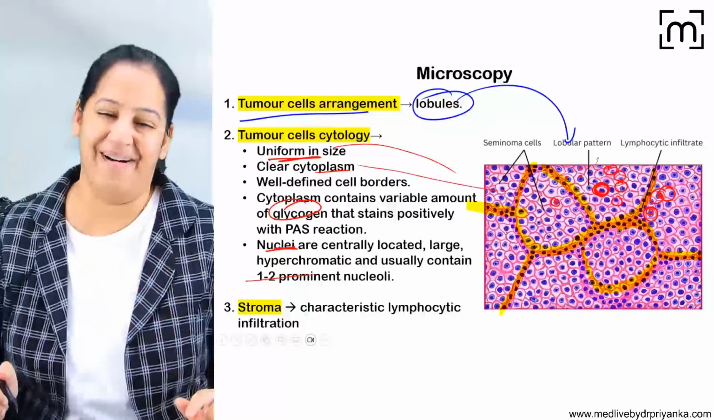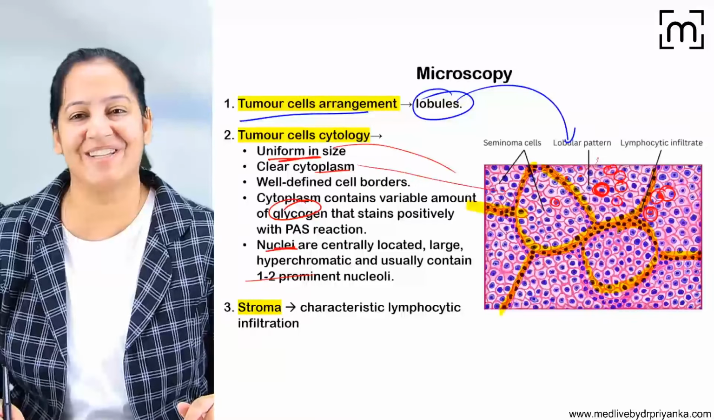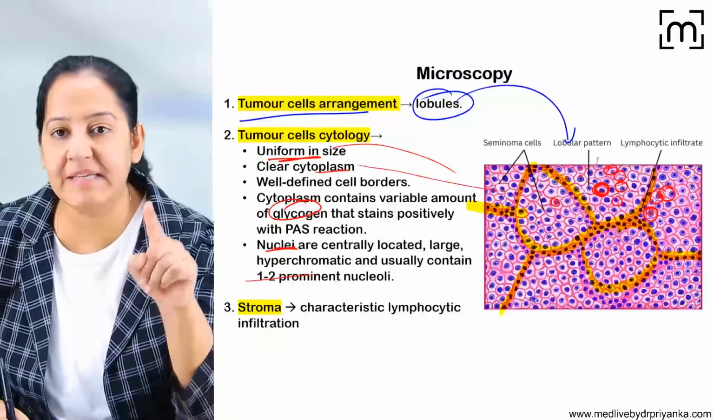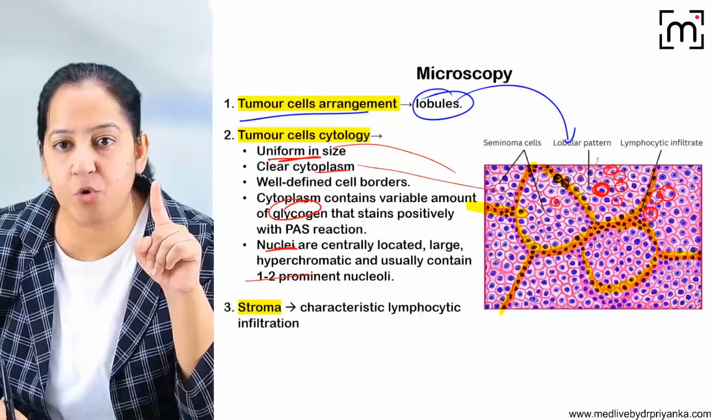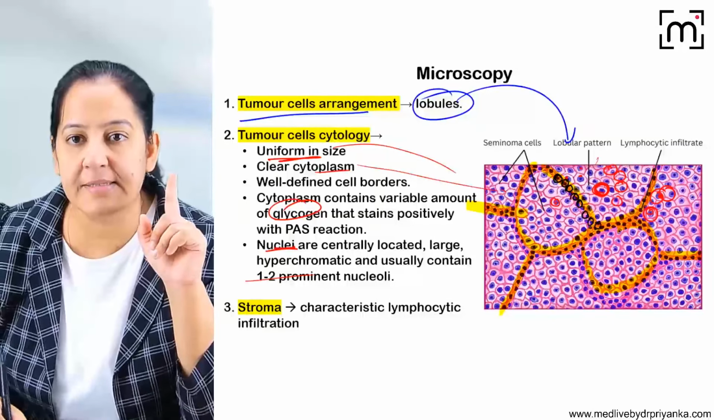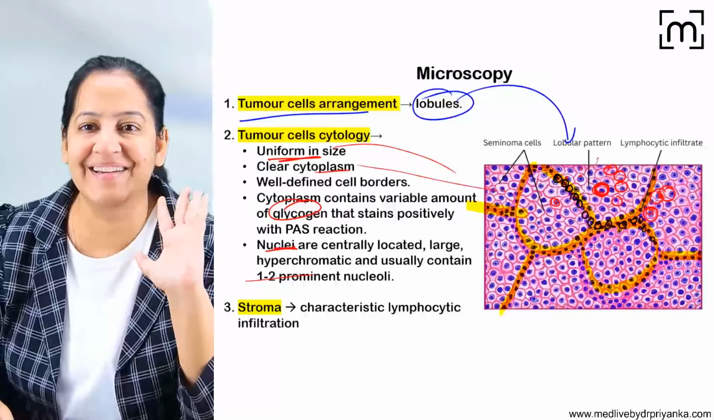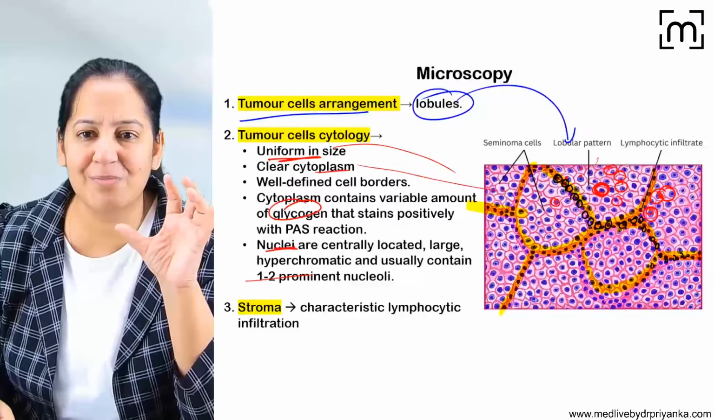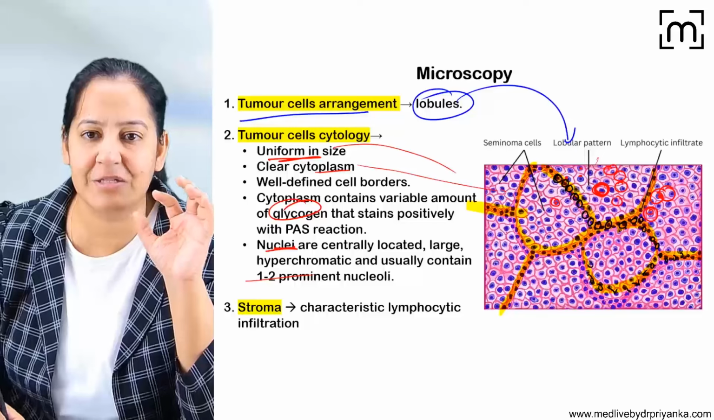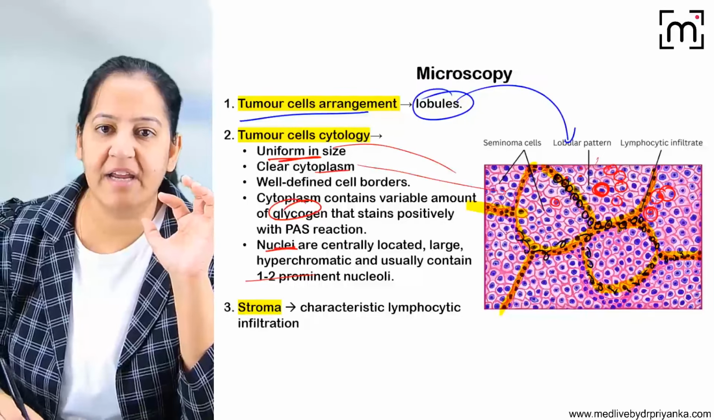Now in the stroma, can you see the stroma? Please appreciate the stroma. Can you tell me what these cells are in the stroma? These cells are not tumor cells. Please see, these are not tumor cells. These are small blue color cells. You can see the stroma dividing the tumor into lobules.